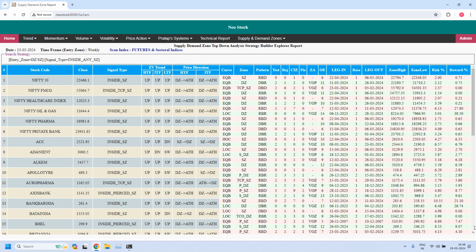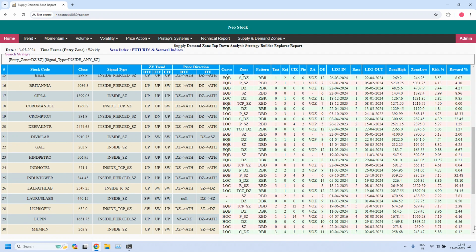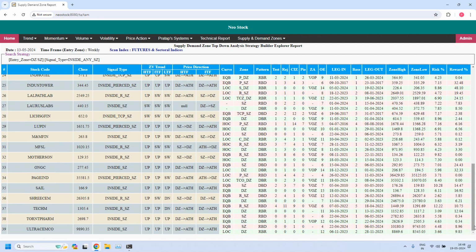Okay, let me scroll down this list. Total 39 stocks are filtered where price closed inside these weekly supply zones. Okay, let me go back.